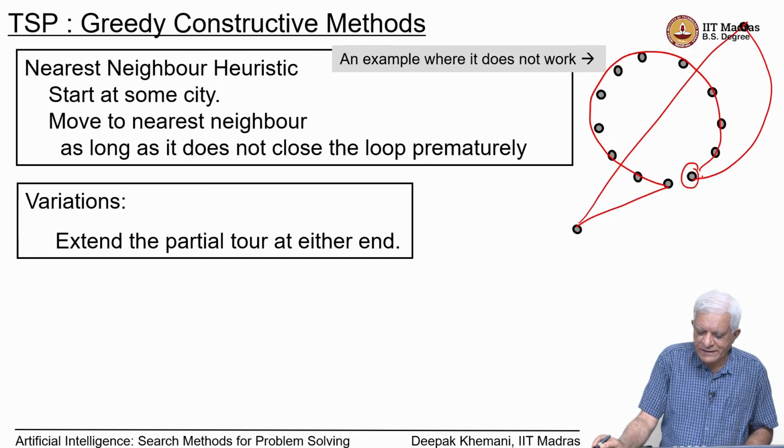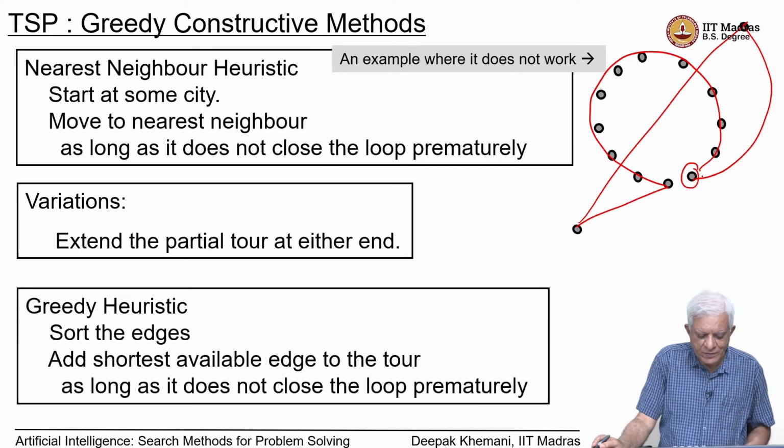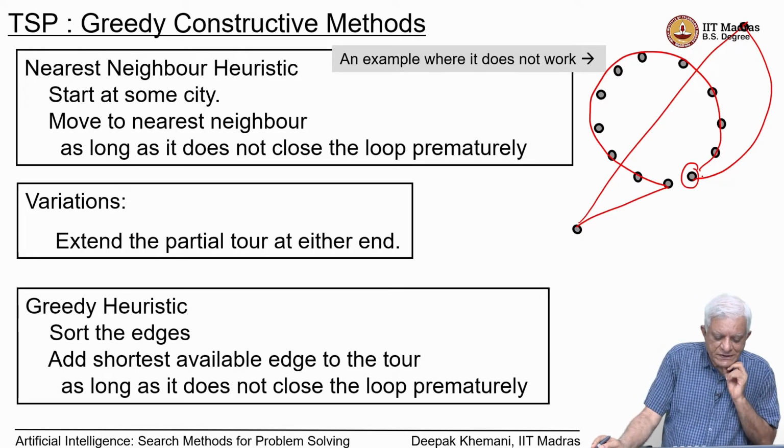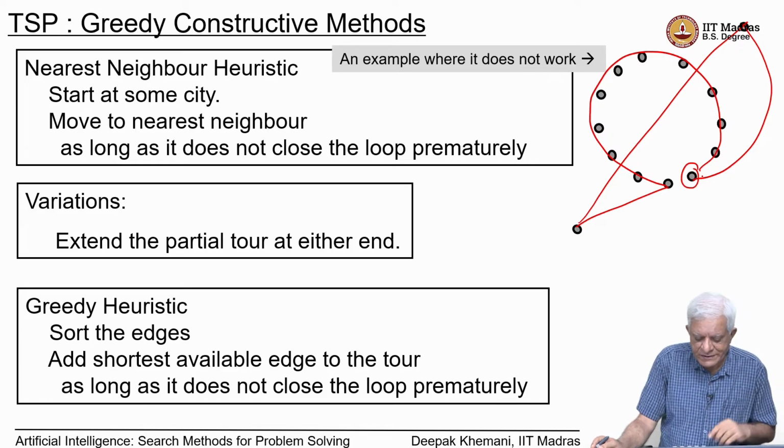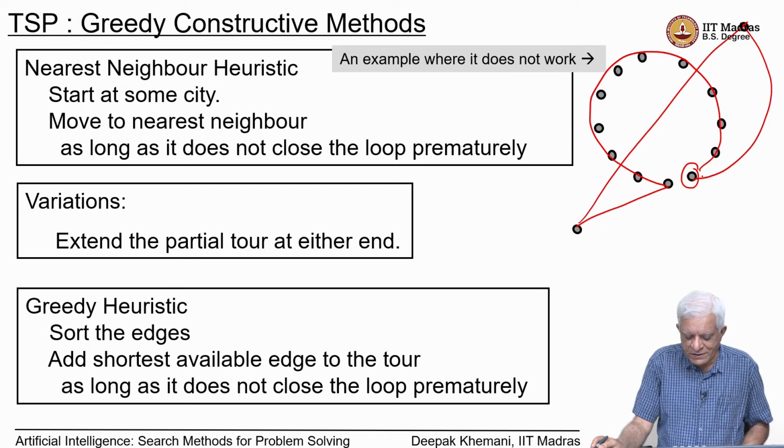Why just go in one direction? You could go in both the ends. Another approach is called the greedy heuristic, and it works like this. It is a little bit like Kruskal's algorithm for finding the minimum spanning tree. You sort the edges, add the shortest available edge to the tour, and you keep doing that as long as you are not making smaller loops essentially.